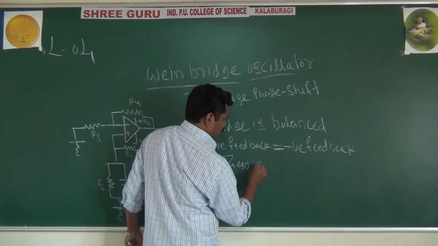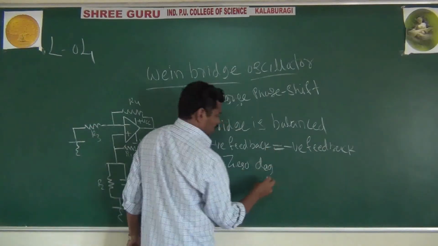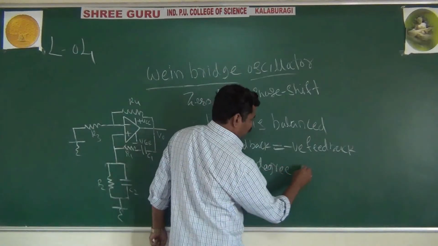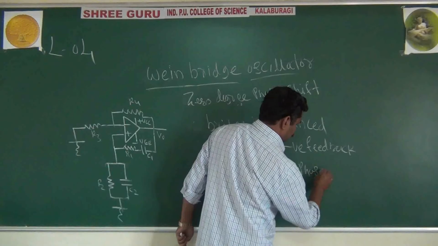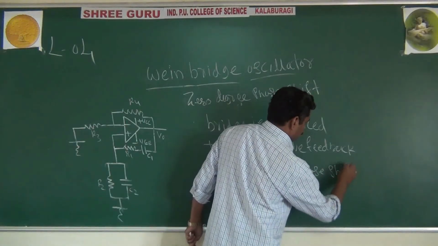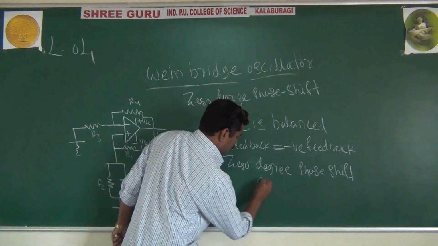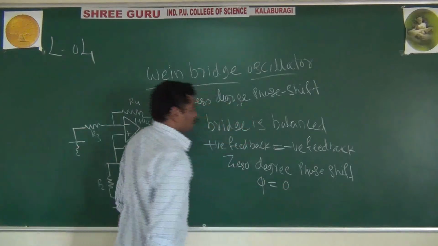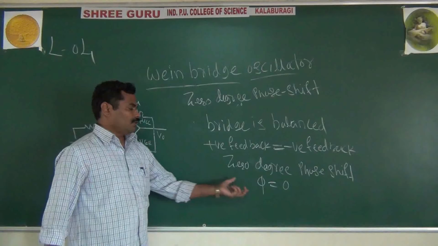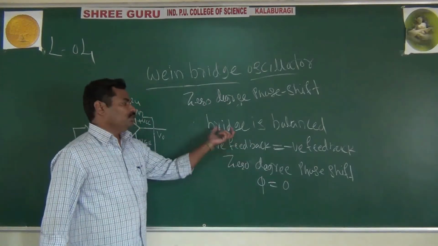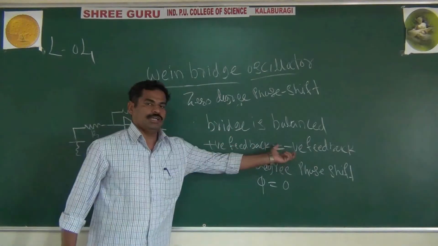0 degree phase shift, or your phase angle will be 0. Whenever the bridge is balanced, we have the phase angle 0, when the positive feedback is equal to negative feedback.